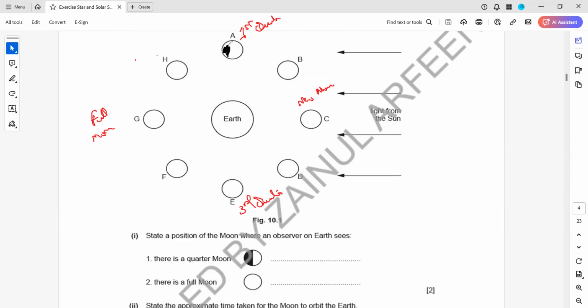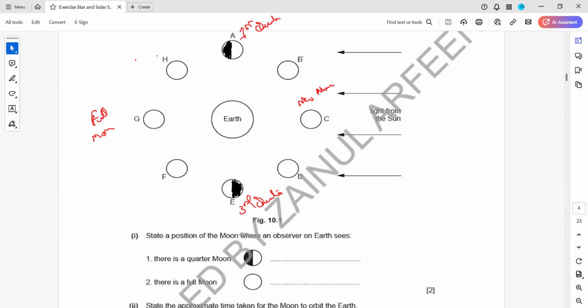At position A, the quarter will appear like this. So the correct answer for the first one is actually A. And at E, the quarter will appear like this. But it is acceptable if you write A or E, because it depends on which pole, as it did not specify whether we are observing from the northern hemisphere or the southern hemisphere. So that's fine.